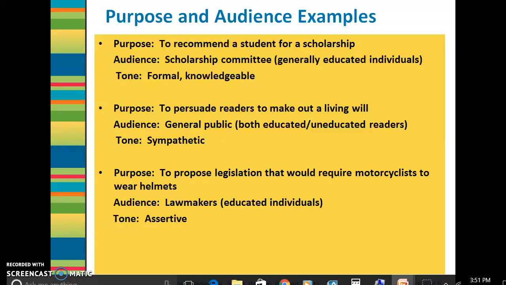And lastly, the purpose would be to propose legislation that would require, let's say, motorcyclists to wear helmets. Now, you believe that this is a very important thing and it would save lives. Your audience would be lawmakers, and these are generally all educated individuals, and so your tone would be assertive.